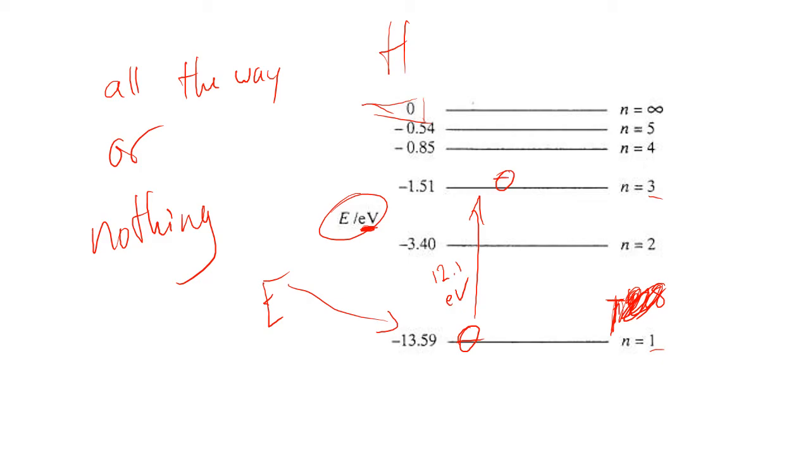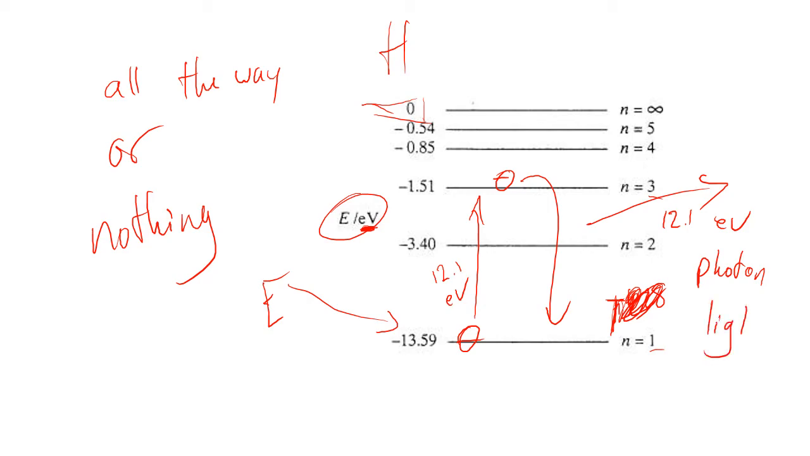Now, let's say we got your electron up to here. What will happen is it will fall back down. It'll release the energy, 12.1 electron volts. Now, the energy it releases is going to be in the form of a photon. Right? A photon makes up light, and the photon will have a particular wavelength, the wavelength with this much energy, and that's the color in the spectrum.